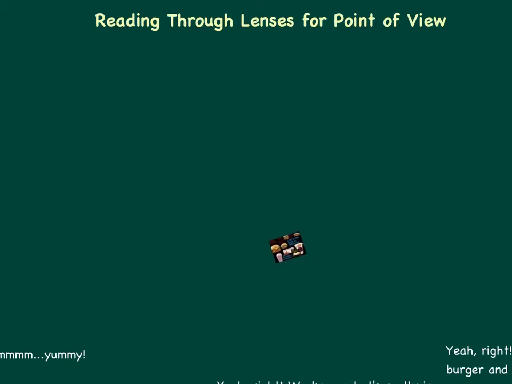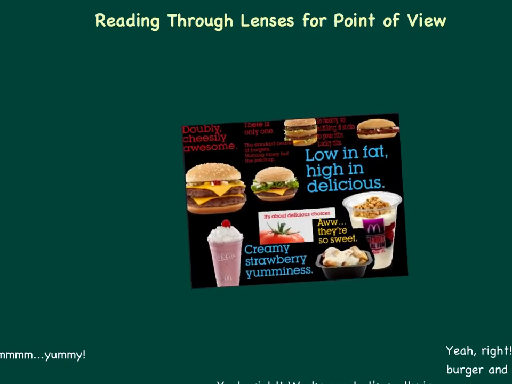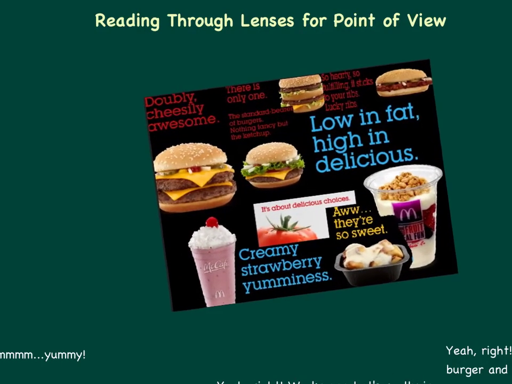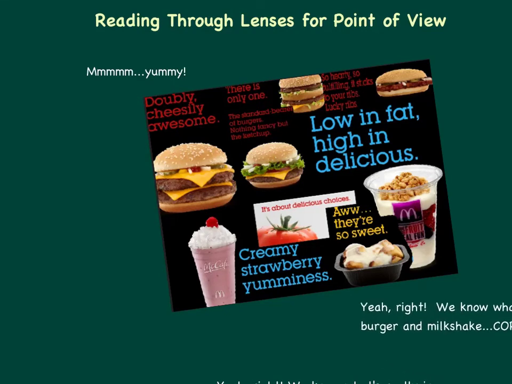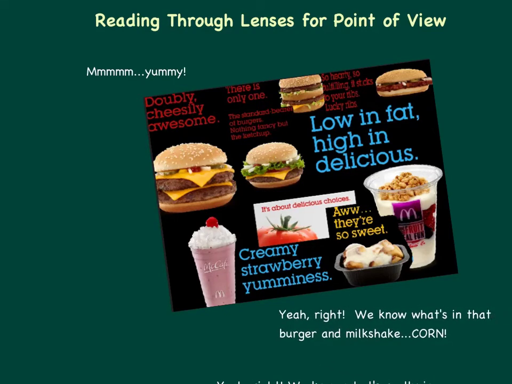Check this one out. Ooh. Look at those burgers, milkshake, parfait. That might even be healthy. Look at the fruit in there. Do you know how to distinguish fact from opinion? Creamy. It's probably not even a real strawberry. It's probably made of corn, right? All right.